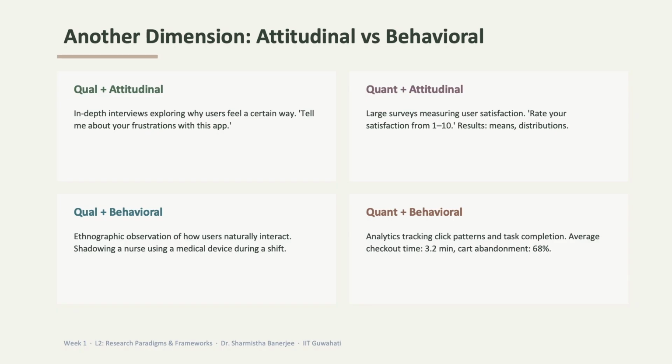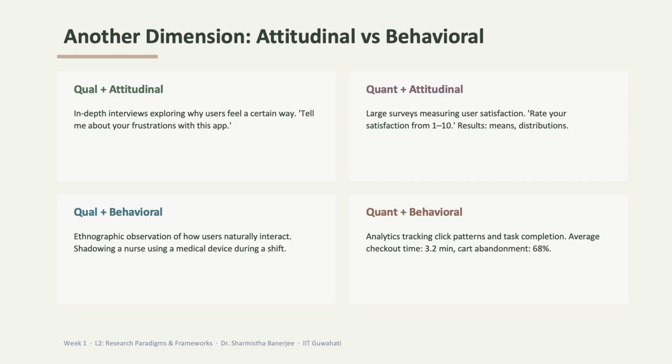I can also do quantitative when I want to capture attitudinal data. However, in this case, my question will have to change. So for the same app, I would have to ask, rate your satisfaction on a scale of 1 to 10, where 10 might mean something and 1 might mean something else. So large-scale surveys that measure users' satisfaction scores across different populations use this particular method.